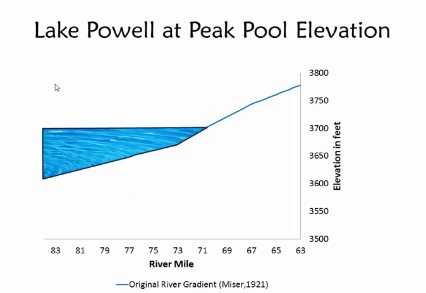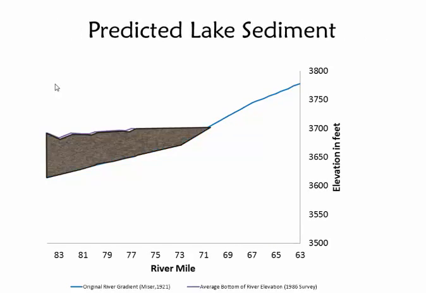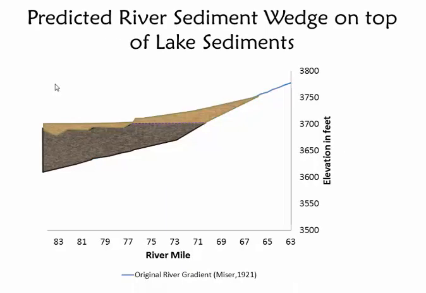Here's what it looks like. Here's our nice blue, pretty Lake Powell at high stand, with the highest water level at 3,700 feet elevation. And based on the Ferrari lake sediment survey, we can estimate the depth of lake sediments that have accumulated. And then when we take our survey data and superimpose it on top of that, we can estimate the thickness of the river sediment wedge. Pretty cool, I think.